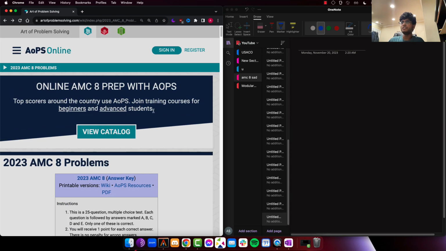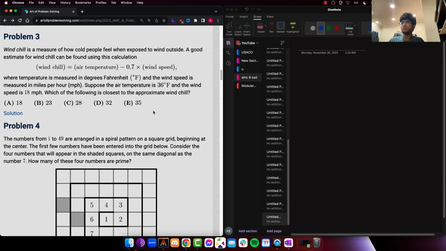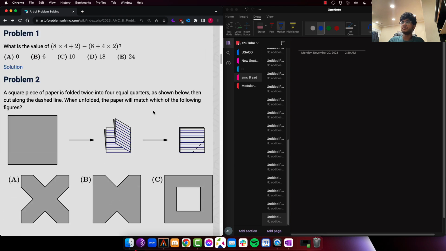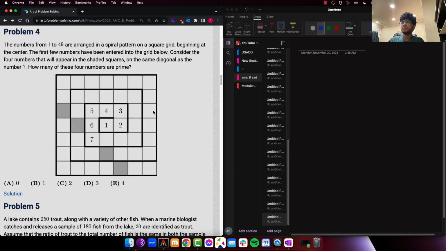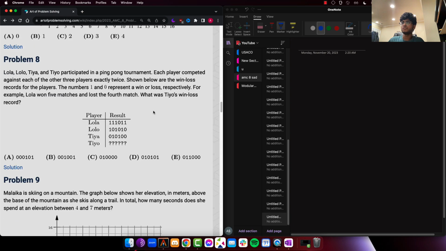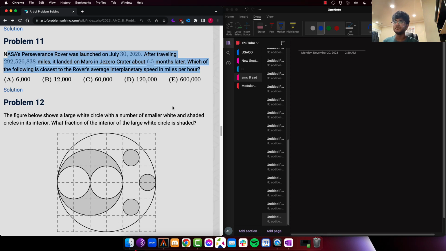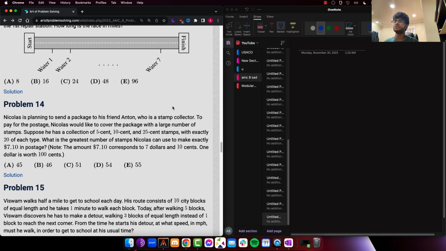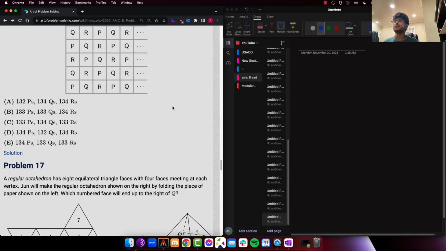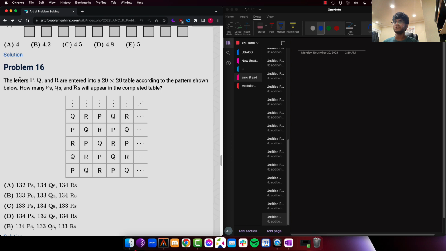My least favorite question on this was probably, where is it? This one right over here, because the number crunching was not it. You had to do some rounding and things. This is a common trend on the AMC 8, I think. They usually have some sort of estimation question. And then in terms of the other things, they weren't too bad. This one was also kind of annoying. Maybe there was a faster way than what I did, but yeah.